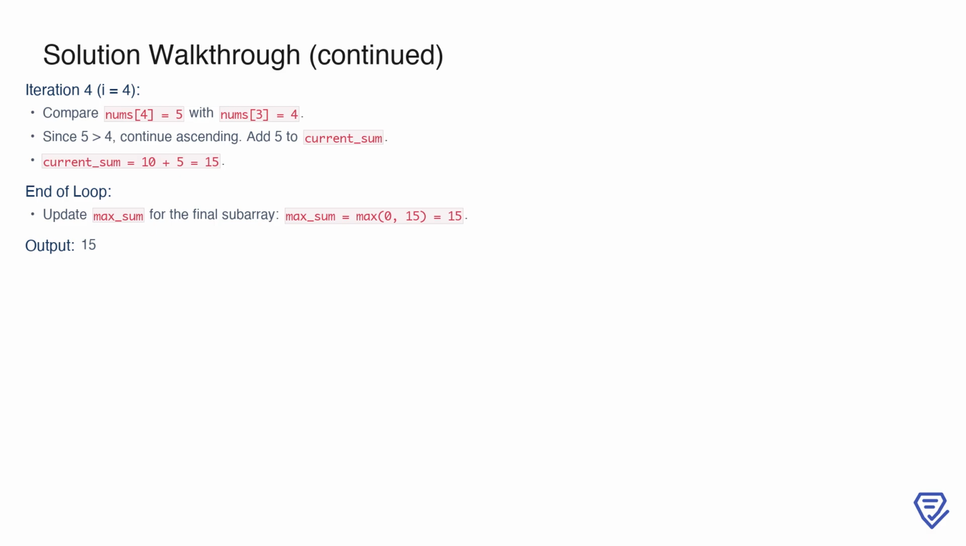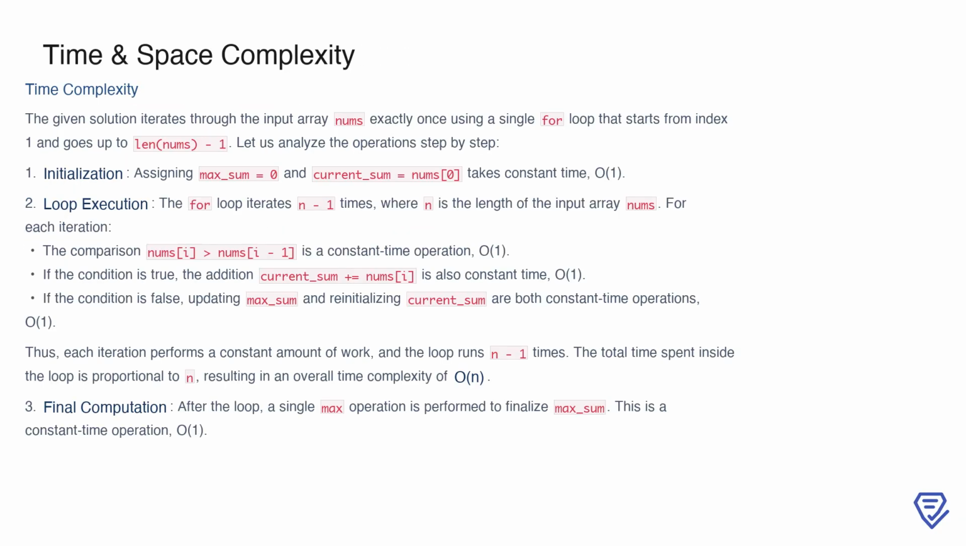At the end of the loop, we update max_sum one final time by taking the maximum of max_sum, which is 0, and current_sum, which is 15. This updates max_sum to 15. The output for this example is 15, which represents the maximum sum of the ascending subarray [1, 2, 3, 4, 5]. In analyzing the time complexity of our solution, we begin by noting that the algorithm processes the input array nums using a single for loop.